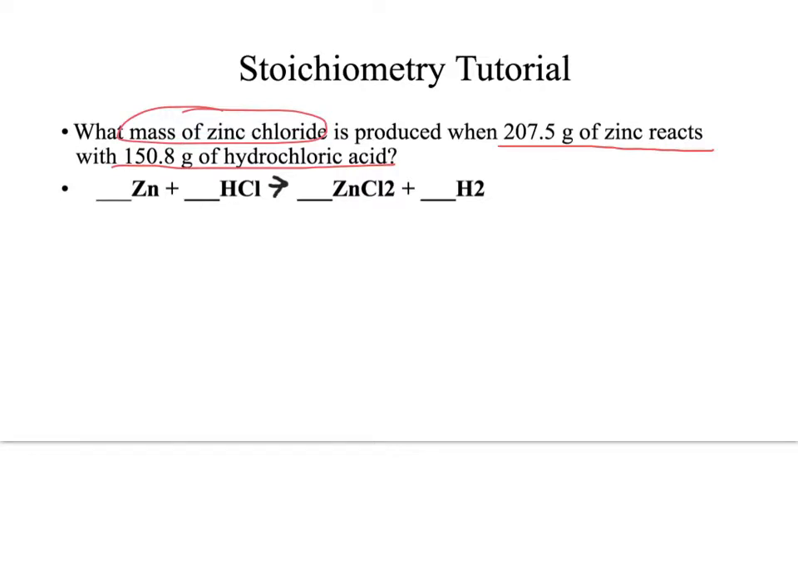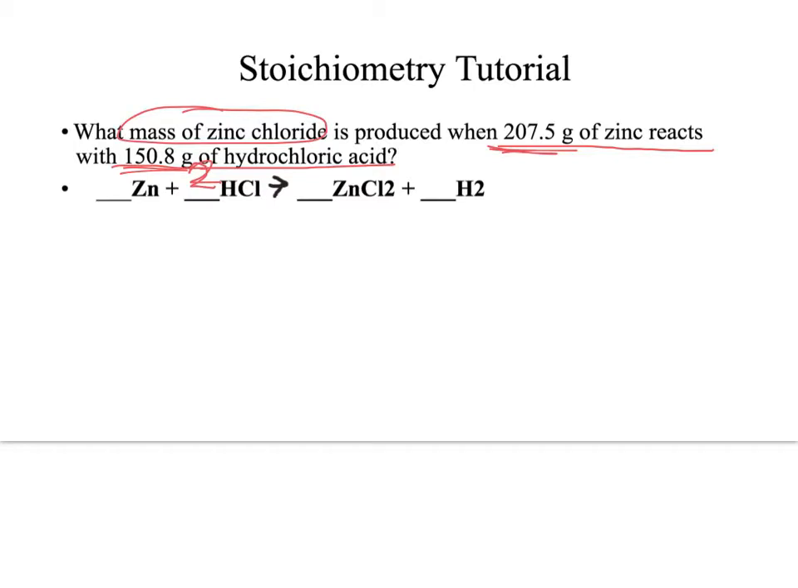So if you recall, we're going to work the problem once using the zinc and once using the hydrochloric acid. So let's balance this equation really quickly. I see that I have 2 chlorine and 2 hydrogen on the product side, and I only have 1 of each on the reactant side. So I'm going to fix that by putting a 2 right there.